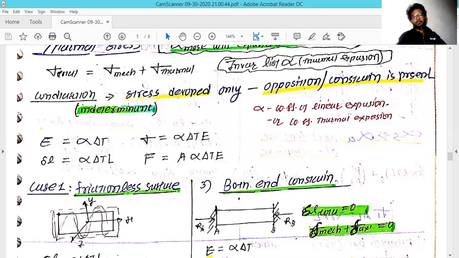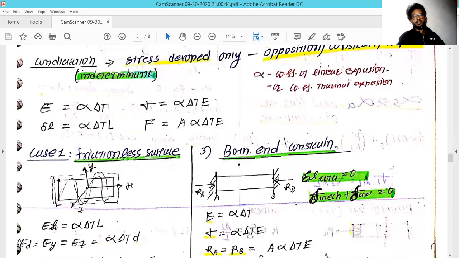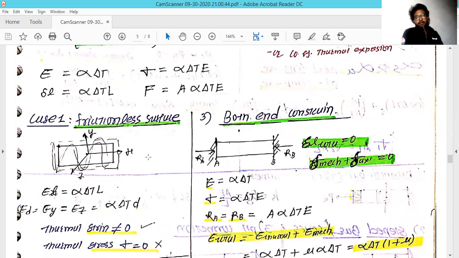If this problem comes in the GATE examination, you should first of all find out whether it is a free expansion or a restricted heating process. Now we go for the different examples they used to ask. The first condition is the frictionless surface. A frictionless surface is nothing but one solid cylinder rod simply placed on a smooth surface. There will be no friction, so there will be no restriction on it.